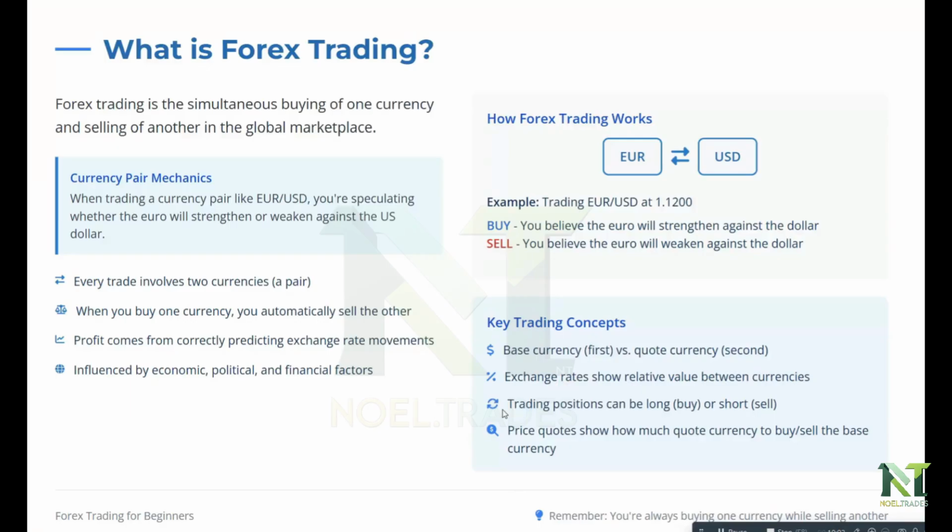So trading positions can be long or short. That is one thing you need to understand. These are some of the terminologies that we use in trading. Price quotes show how much of the quote currency is needed to buy one unit of the base currency. You need to remember all of this: you always buy one currency whilst selling the other. That is supposed to be in your head.